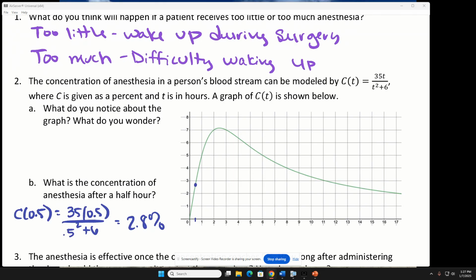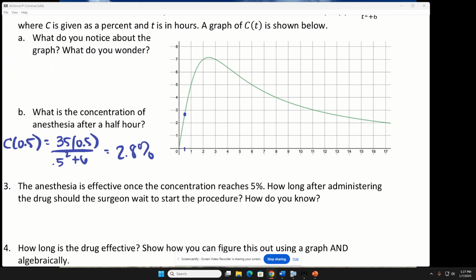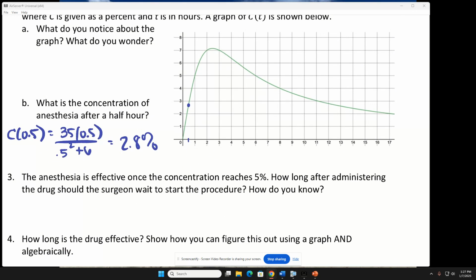All right, and then number 3 says that the anesthesia is effective once the concentration reaches 5%. How long after administering the drug should the surgeon wait to start the procedure? So here is the 5%. So how long should the surgeon wait? What do y'all think? 1 hour, yeah. How do you know?